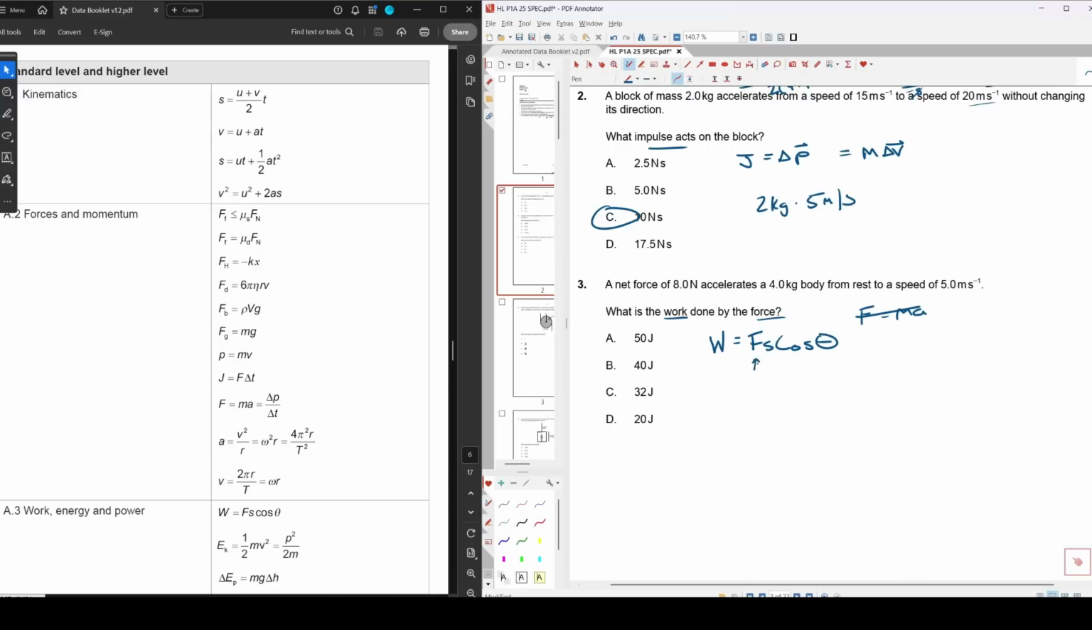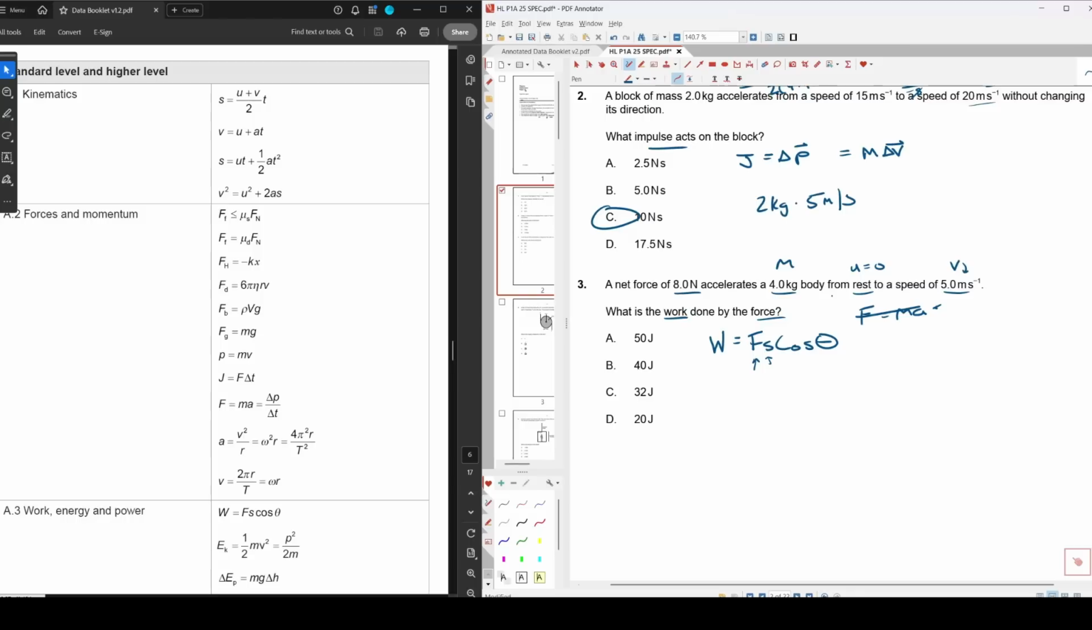I need to know the net force. Well, that I got. I need to know S, the displacement. Okay, maybe I will need this, because I need to find displacement. What else do I know? I'm given M. I'm given the speed it gets up to. Also, it's accelerated from rest.